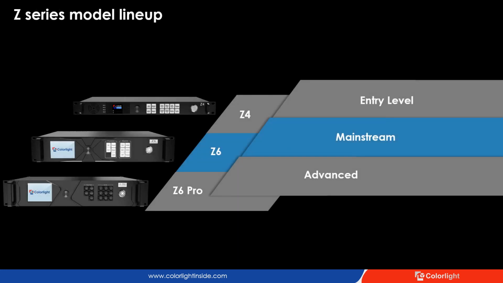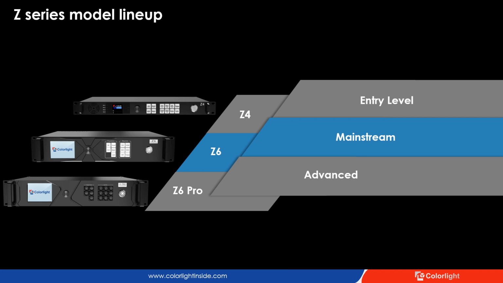Basically, this series family has 3 members. Z4 is the entry-level processor, but still has many nice features. Z6 is the mainstream processor, which is also one of the best-selling models. It's been widely used in the field. Z6 Pro is the advanced processor. It's very beautiful and powerful. It's a very good choice for users that have high demand on performance and functionality.